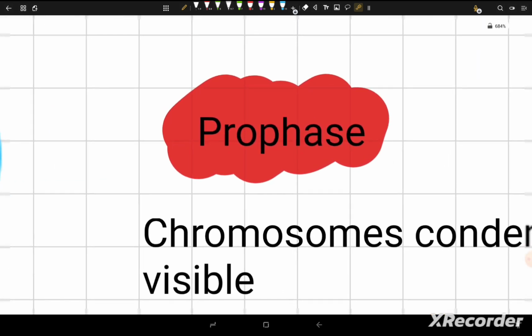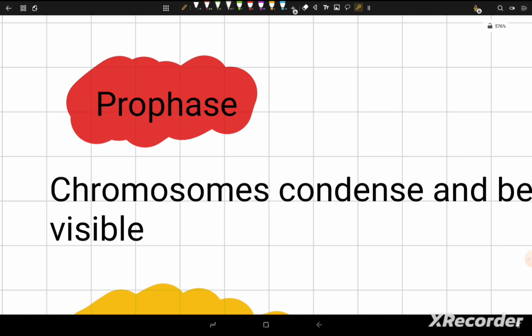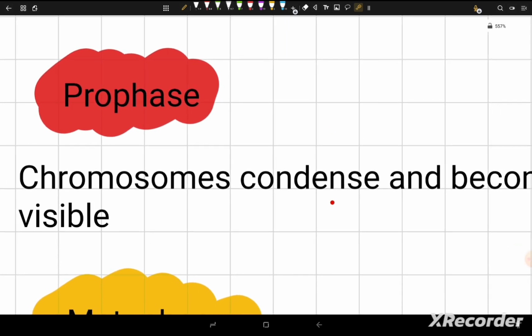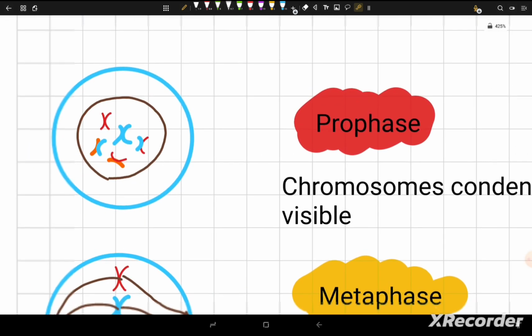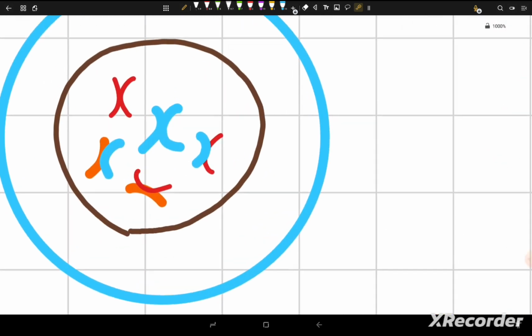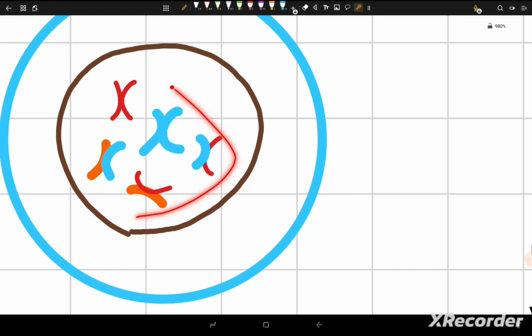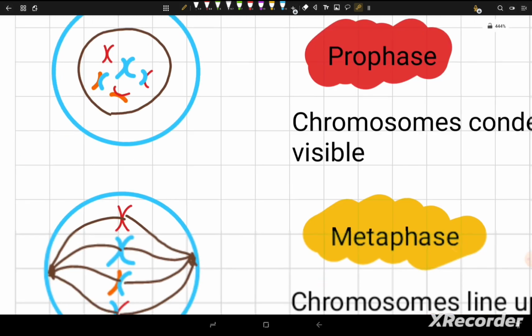So at the beginning of mitosis, we have prophase. And prophase is when chromosomes condense and become visible, if you were looking at them through a light microscope. So each of the chromosomes become a lot denser and viewable to the human eye.